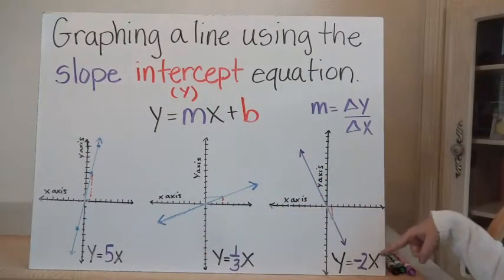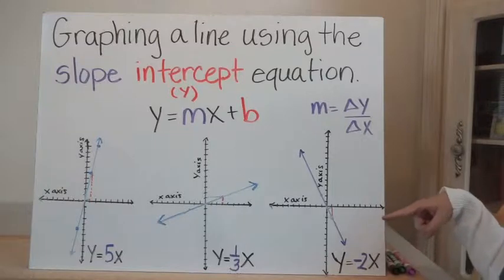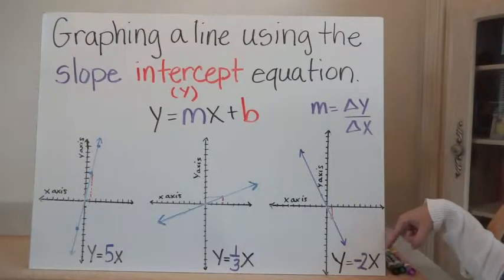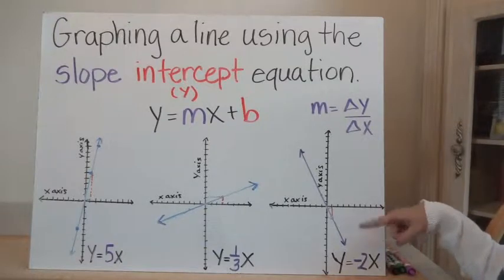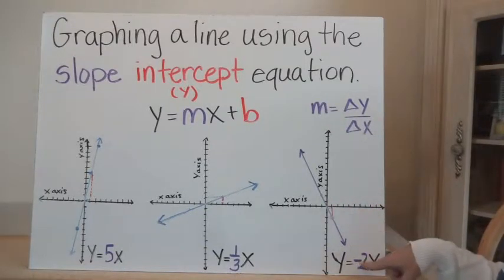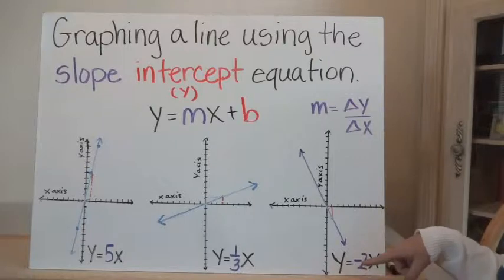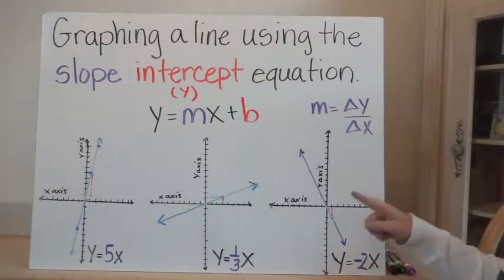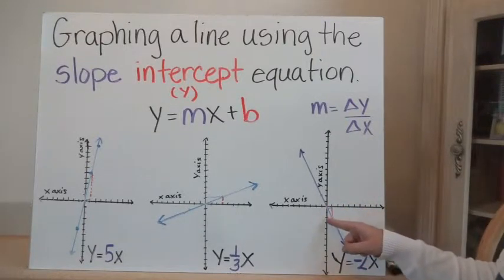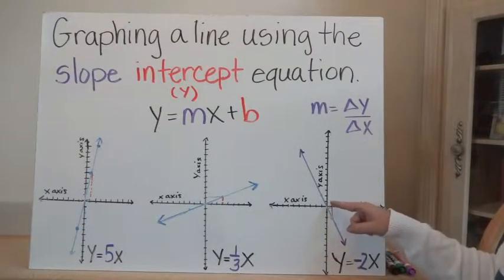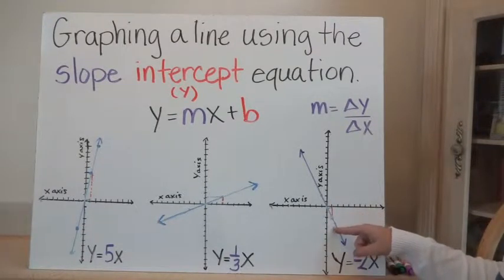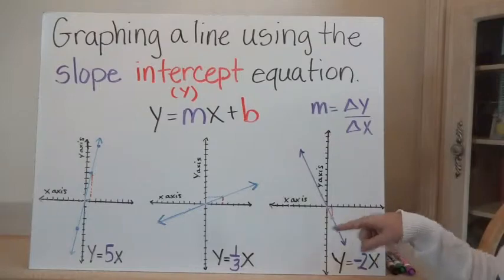Let's look at one that has a negative slope. Here I have y equals negative 2x. My y-intercept is 0, so I have it at 0, and this time my slope is negative. So my slope is negative 2. So I'm going to go down 2 every 1. So I go down 2 over 1, down 2 over 1, and I can graph that line.